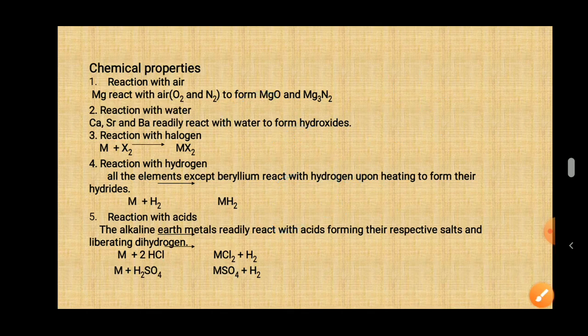So reaction with acids. Alkaline earth metals easily react with the acid to give a salt, as well as along with this it will liberate or release hydrogen gas. Okay, liberate hydrogen gas. So here also you can see the equations. It will react with the acid, hydrogen chloride and sulfuric acid. So hydrogen gas is released. So these are the chemical properties of the alkaline earth metals.